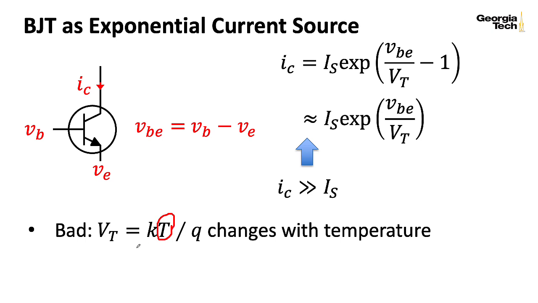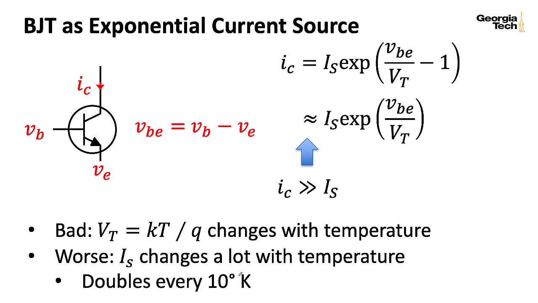Now, that VT is given by k, which is the Boltzmann constant, times the temperature in Kelvin, divided by the charge of the electron. And again, we've usually assumed this to be 25 to 26 millivolts. For something like a voltage-controlled amplifier, you probably wouldn't worry about this variation too much. But there's actually a much worse variation, which is that IS itself changes drastically with temperature. A general rule of thumb is that people will say it will double for every 10 degrees Kelvin.